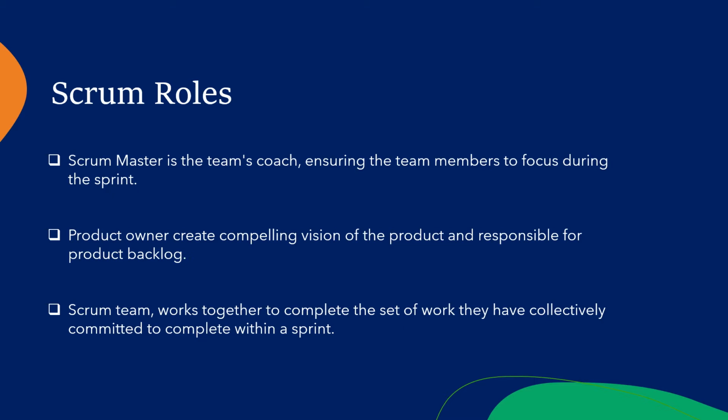While the product owner, they create compelling vision of the product and responsible for the product backlog. Product owner represents stakeholder or customers, and they also translate the vision of the project to the team. Basically, product owner is the person who create the vision and communicate that clearly to the team members so that the team members know what to deliver and when to deliver and what exactly the clients are looking for.